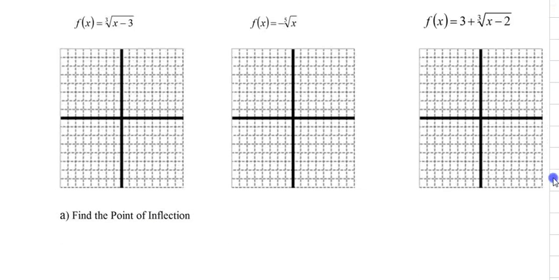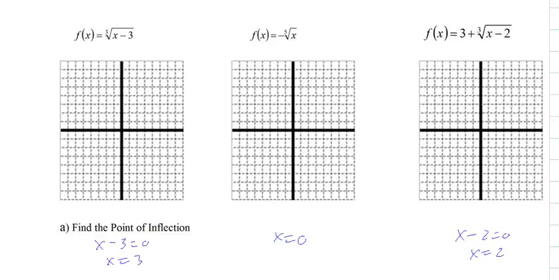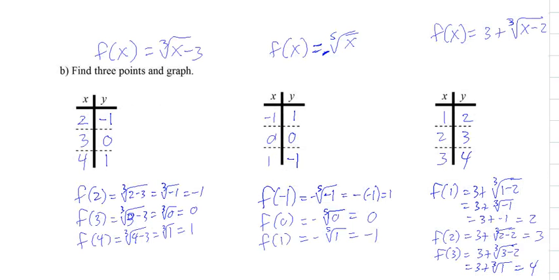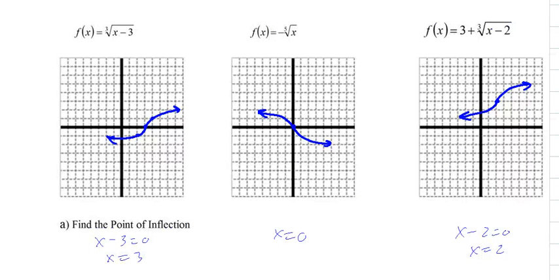So try these three, hit pause, give them a shot. So you should have these as your point of inflection. Remember, it's when the inside equals 0. That's our point of inflection. And so we pick 1 point to the left, 1 point to the right, and so on. And now we can plug them in. So you should have these values, which would give us these graphs.